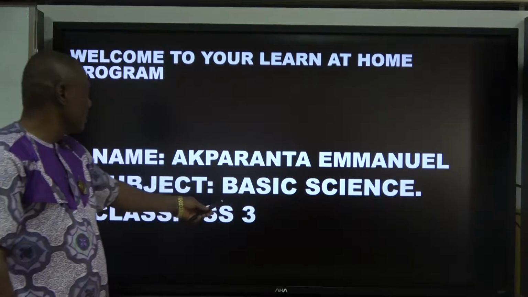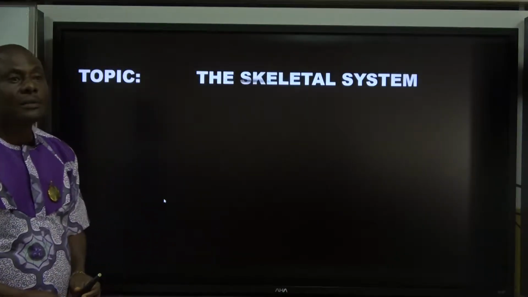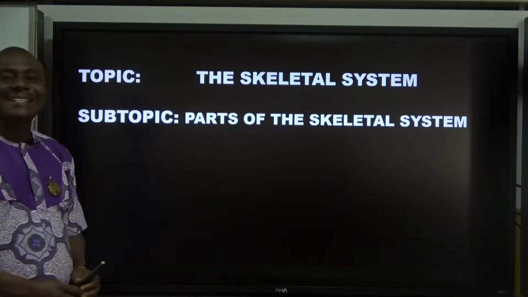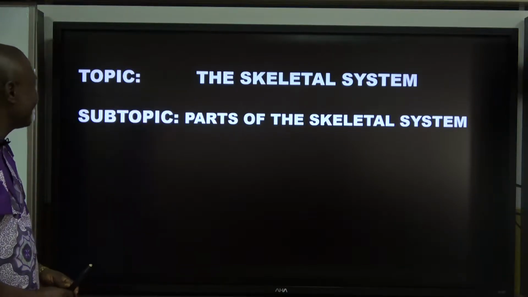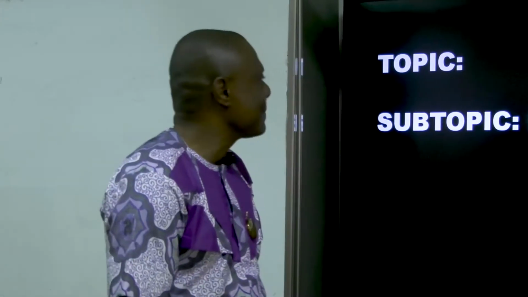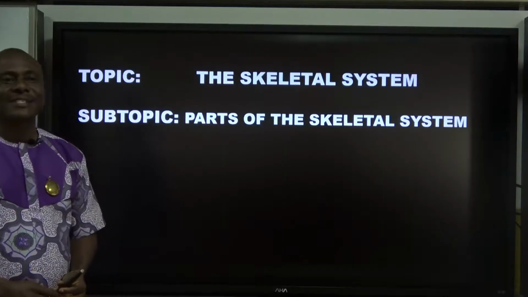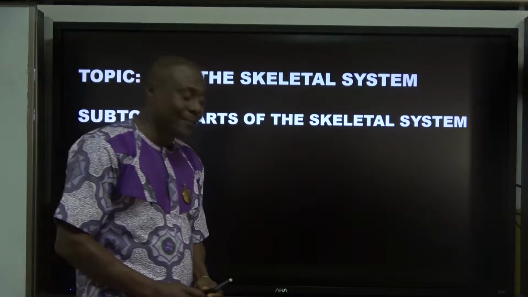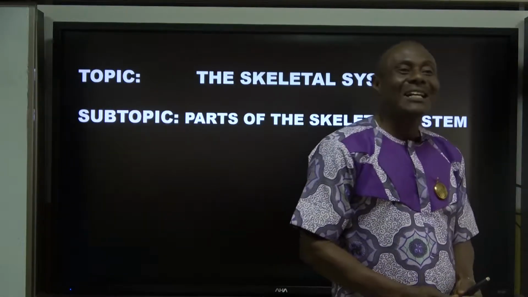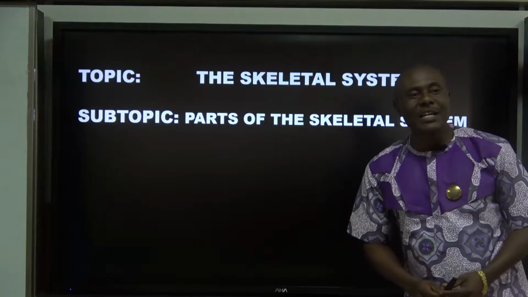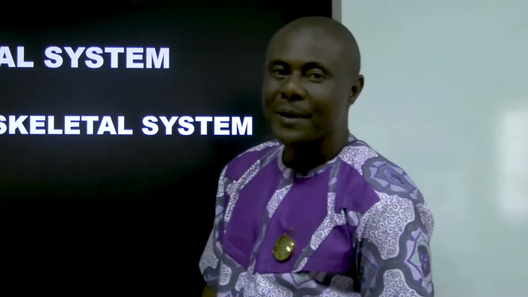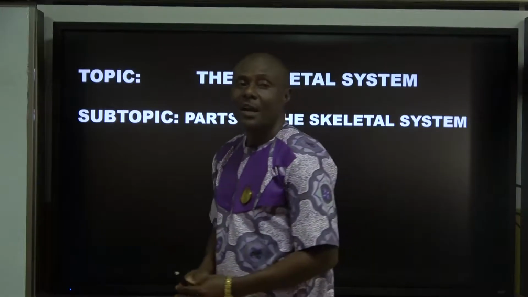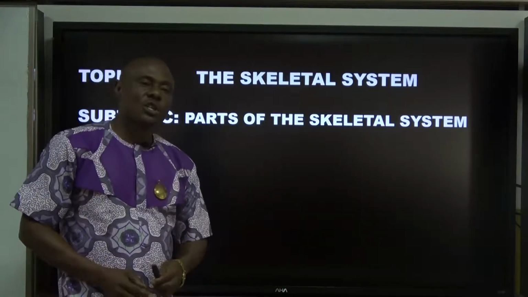Today I shall be teaching JSS3 a very peculiar topic, the skeletal system, and we shall be looking at parts of the skeletal system. When we talk about the skeletal system, we are talking about the hard parts of the body, because the body is made up of three major components. We have the fleshy parts, we have the liquid parts, and we have the hard parts. The liquid part is the blood, the fleshy part is the flesh, and the hard parts are the bones.